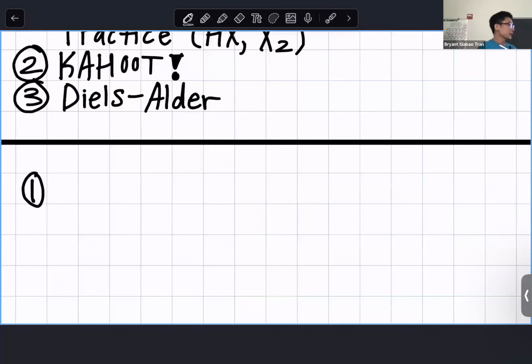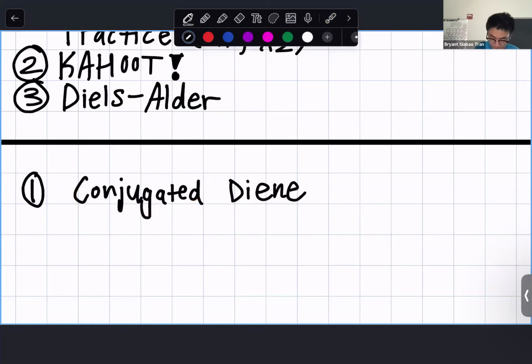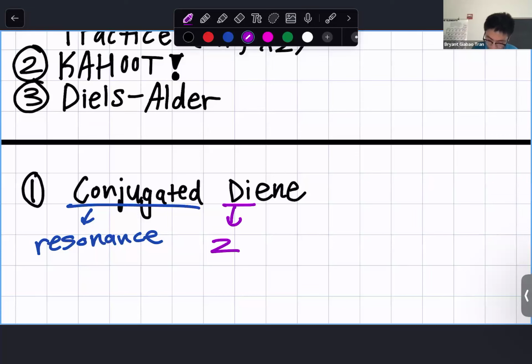What is the definition of a conjugated diene? What is that structure in the molecule? Conjugated means resonance. Diene means that we have two alkenes. So conjugated means that it could do resonance. Di meaning two, ene meaning alkene. So we have two alkenes right next to each other that can do resonance.